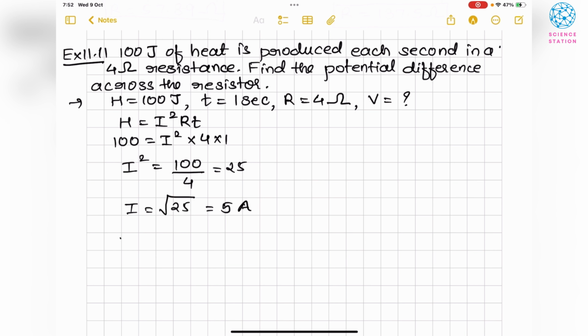Now I got I. Now I have to find V. So V equal to IR. So that will be 5 into 4. So V is 20 volt.